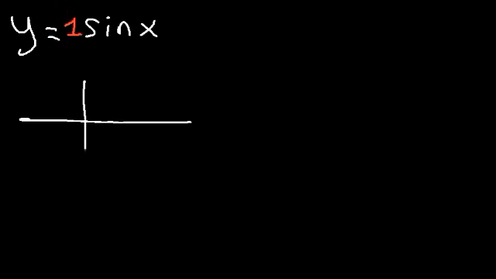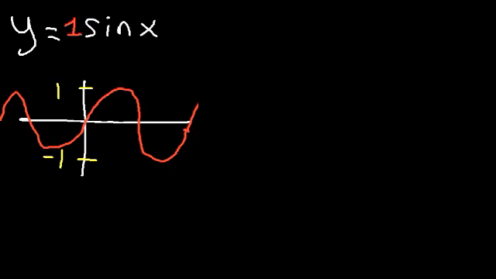Now let's go over trigonometric functions. What is the domain and range for sine x? The graph of sine looks like this. Sine starts at the center, it goes up, and then it goes down. The amplitude is 1, so it varies between 1 and negative 1. Now the sine wave continues forever. It goes both ways.